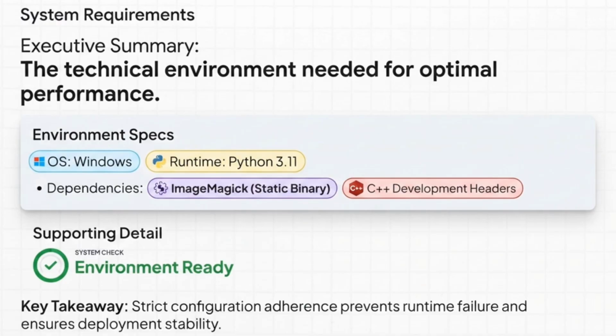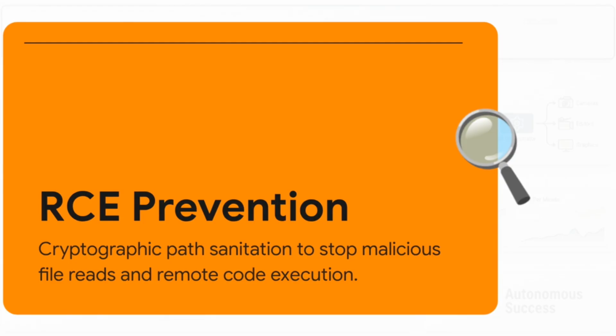For instance, Python version 3.11 is explicitly required. If you try to jump ahead to version 3.12, it's going to completely break the underlying audio processors. On top of that, installing the ImageMagick static binary, along with its C++ development headers, is completely non-negotiable. Without those specific binaries properly in place, the framework will just flat out fail to generate and overlay your dynamic subtitles.